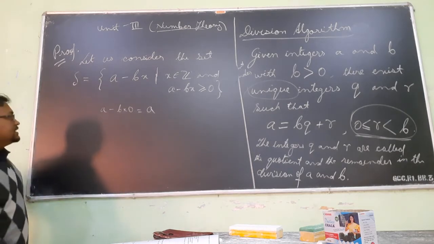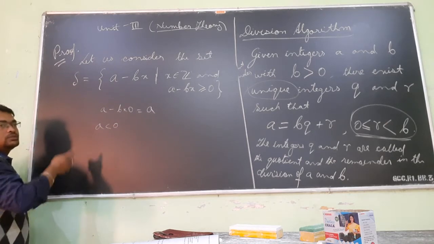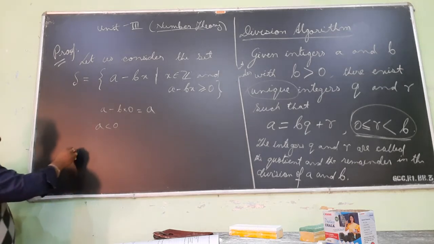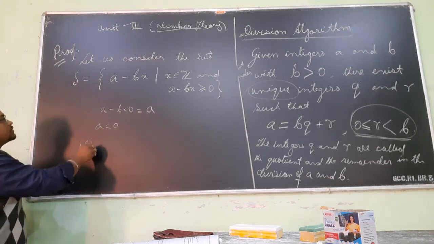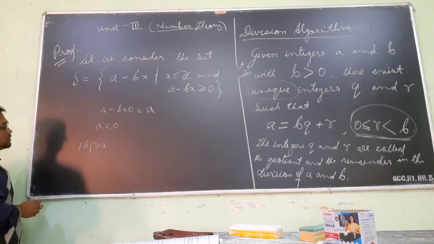So if a is negative, you try to find out some elements inside this set. Suppose a is less than 0. Can you find out some elements inside this set? Then x should be negative, and mod of b should be greater than a. So this is one.